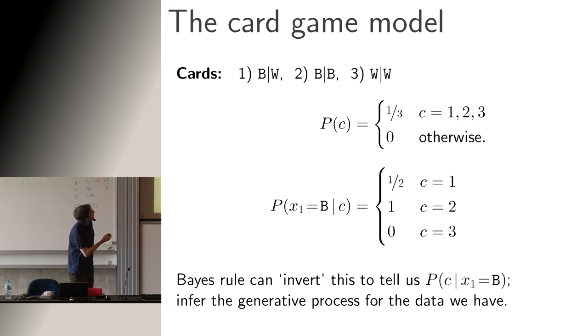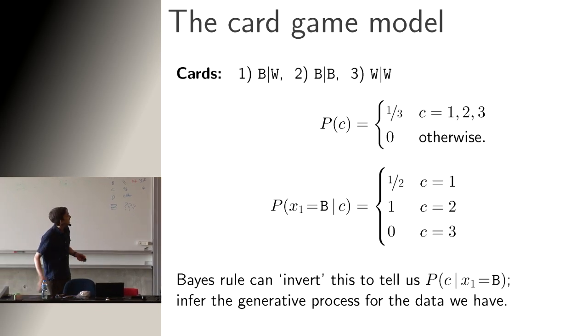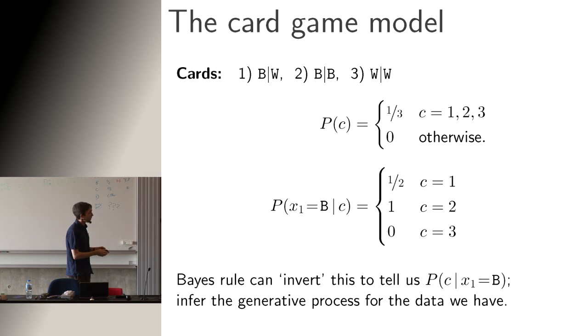And then you saw one of the faces at random of the card. So if I had picked card 1, there's a half chance you'd have seen the black face. If I had picked card 2, you'd have definitely seen a black face. If I had picked card 3, there's no way that could have happened, so we know it's not card 3. Okay, so here we now have a complete description of the generative process that led to this observation that you saw a black face. And this is something we can invert with Bayes' rule.